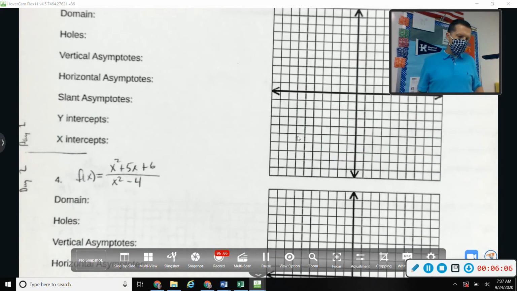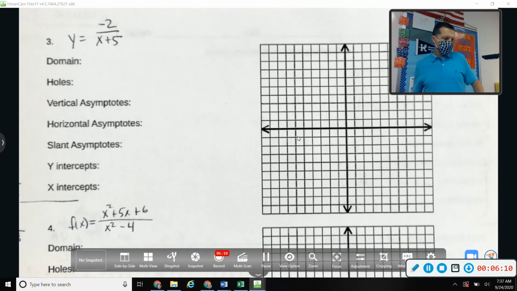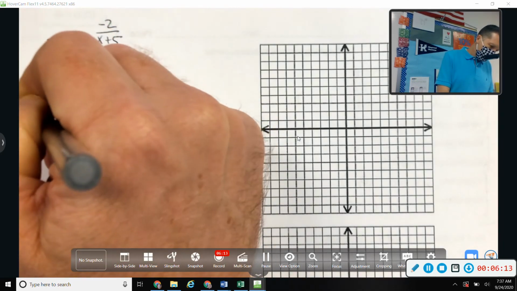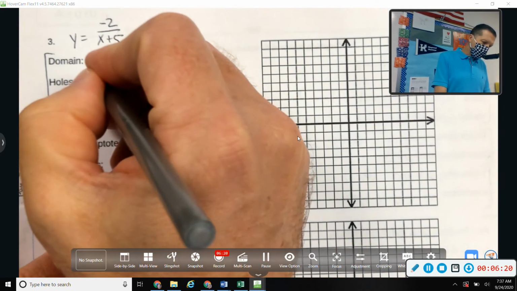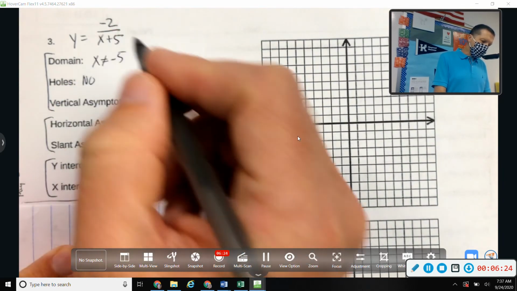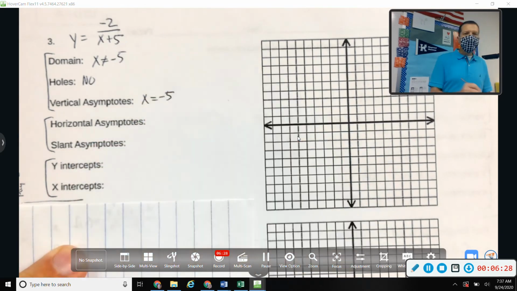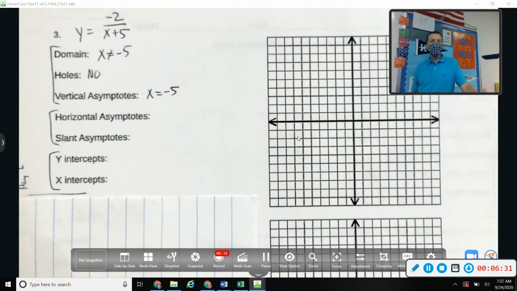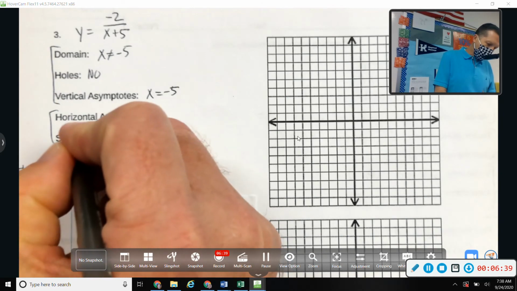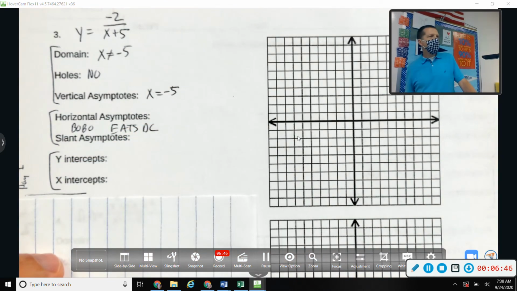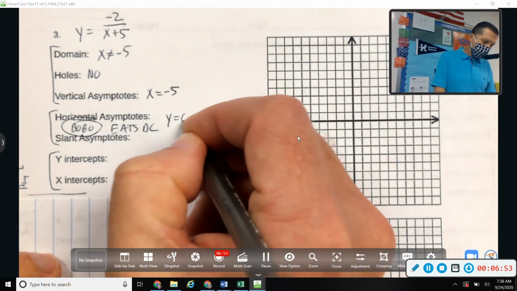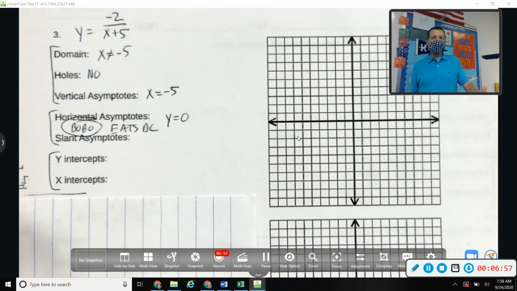All right, let's look at number 3. Go a little quicker on this one. So domain x can't be negative 5. Not any holes. Vertical asymptote at x equals negative 5. Again, those three things always go together: domain, holes, vertical asymptotes. Horizontal versus slant. We don't know about slants yet. Is this a Bobo or an eats DC problem? Yeah, Bobo. We like Bobo problems. Bigger on bottom means y equals 0. There's really not any math to do. I mean, the math is thinking about Bobo and eats DC.